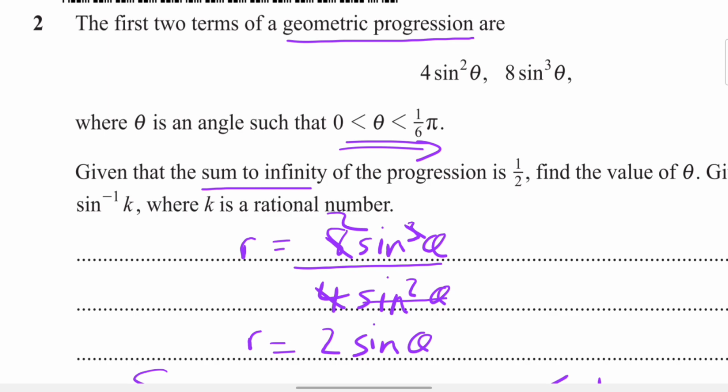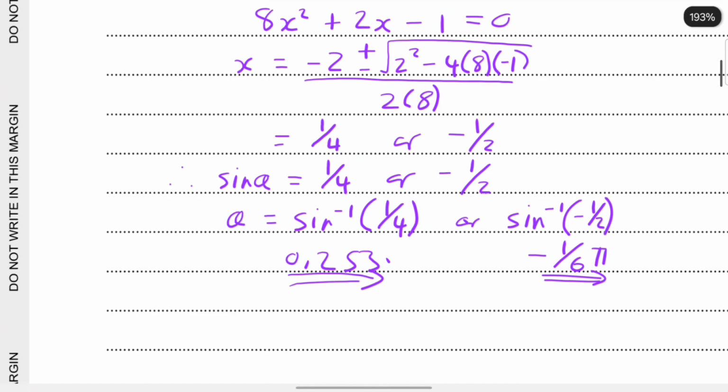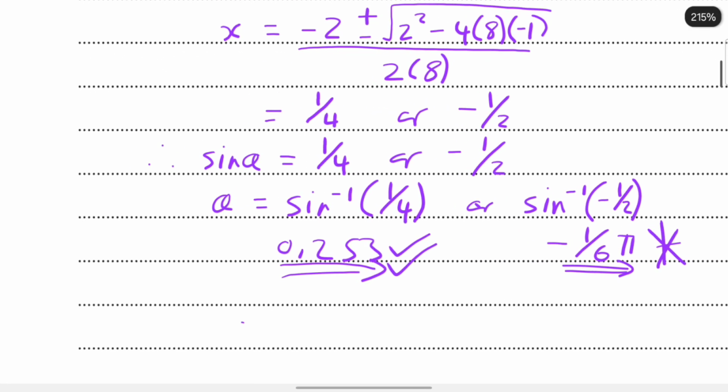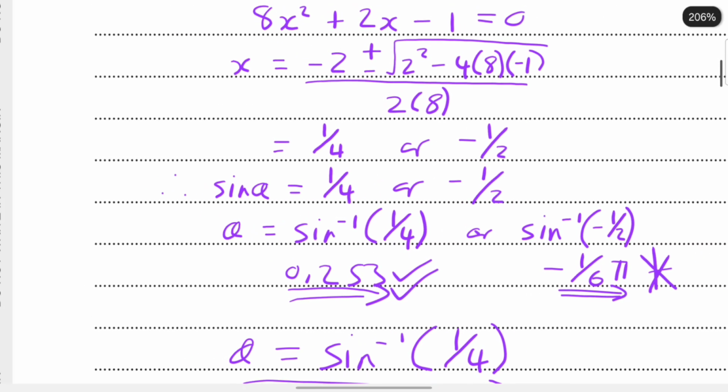So we might want to know what 1 over 6 pi is. It is 0.523, right? And we can see that it's only this answer that falls into the range, right? And so we discard this one. So our answer for theta will be sine inverse of 1 over 4, right? And that will be the solution to the second part, right? Number 2.